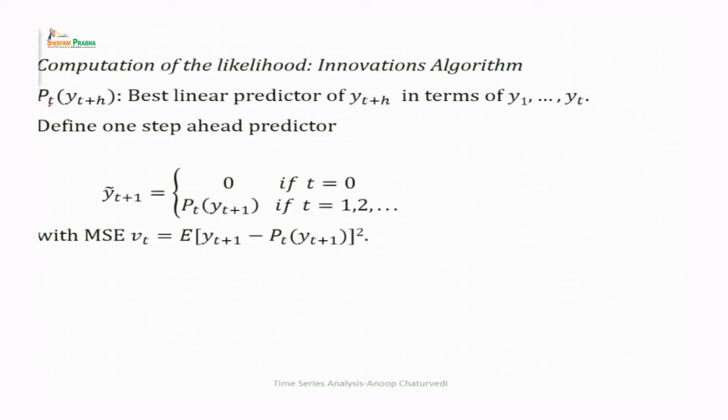Suppose P_t y_{t+1} is the best linear predictor for y_{t+1} in terms of y_1, y_2, ..., y_t. Then we define the one-step-ahead predictor ŷ_{t+1} equal to 0 if t is equal to 0, and P_t y_{t+1} if t is equal to 1, 2, and so on. And its MSE is denoted by V_t, equal to the expectation of (y_{t+1} minus P_t y_{t+1}) whole square.